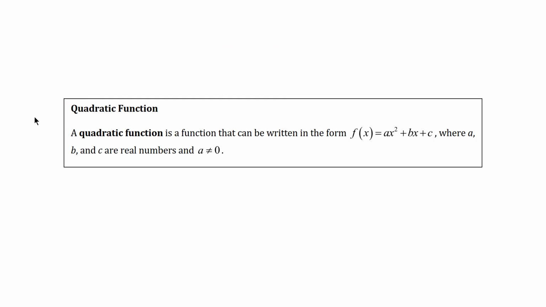First, we're going to go over a quadratic function. It states here, a quadratic function is a function that can be written in the form f of x equals ax squared plus bx plus c, where a, b, and c are real numbers, and a is not equal to 0. In the next set of examples, we're going to go over graphing quadratic functions in different forms.